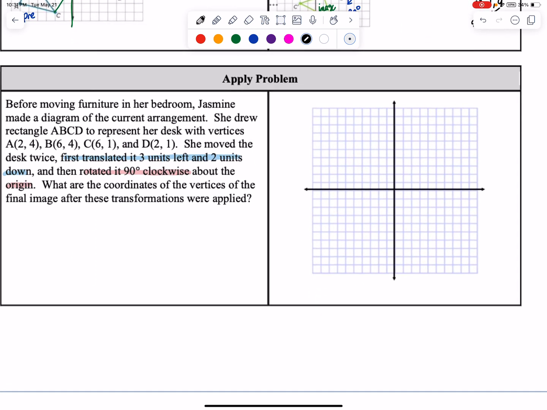So over 2, up 4, 1, 2, 1, 2, 3, 4. Okay, so here's point A. B is 6, 4. So 1, 2, 3, 4, 5, 6. 1, 2, 3, 4. C is 6, 1. So right there. And D is 2, 1. 1, 2, 1. So we make that rectangle, so that's sort of nice and easy there. Okay. I'm going to go ahead and connect my points here.